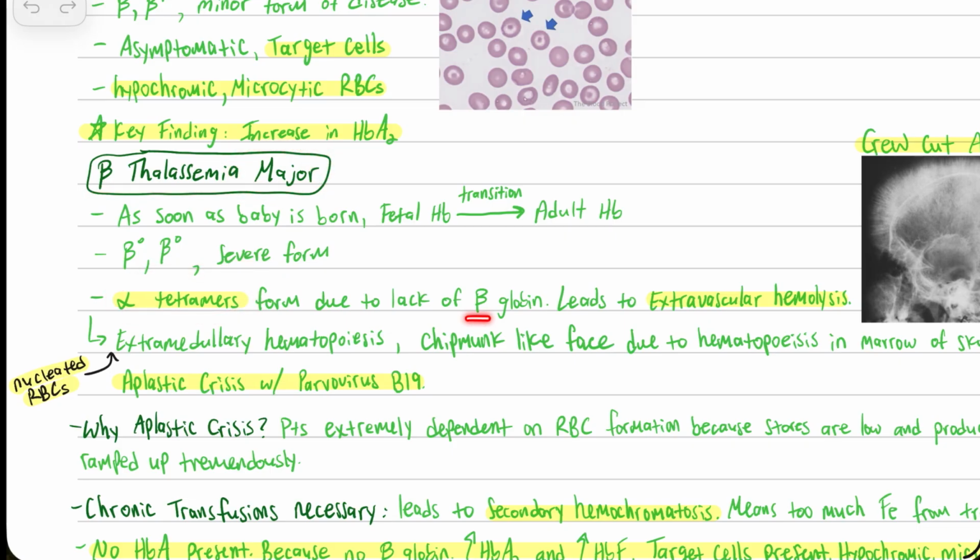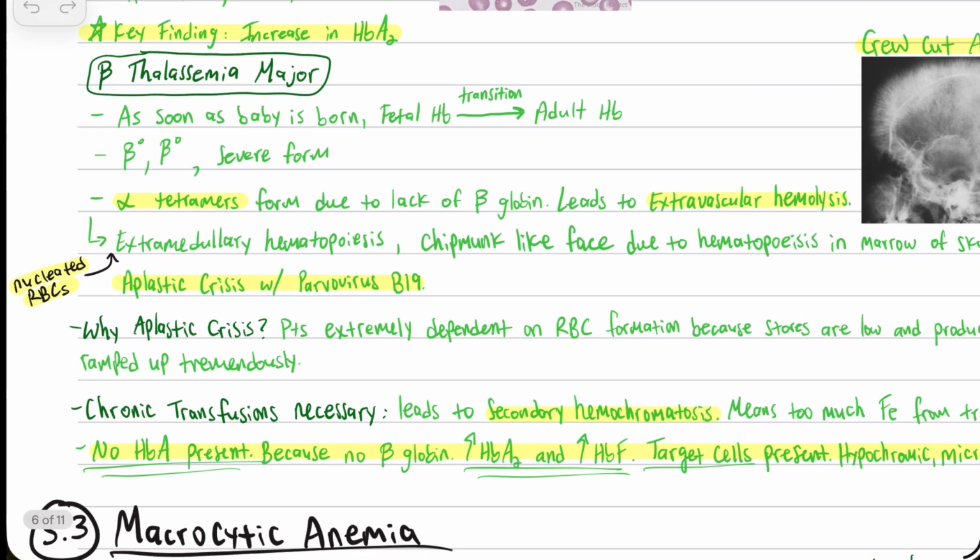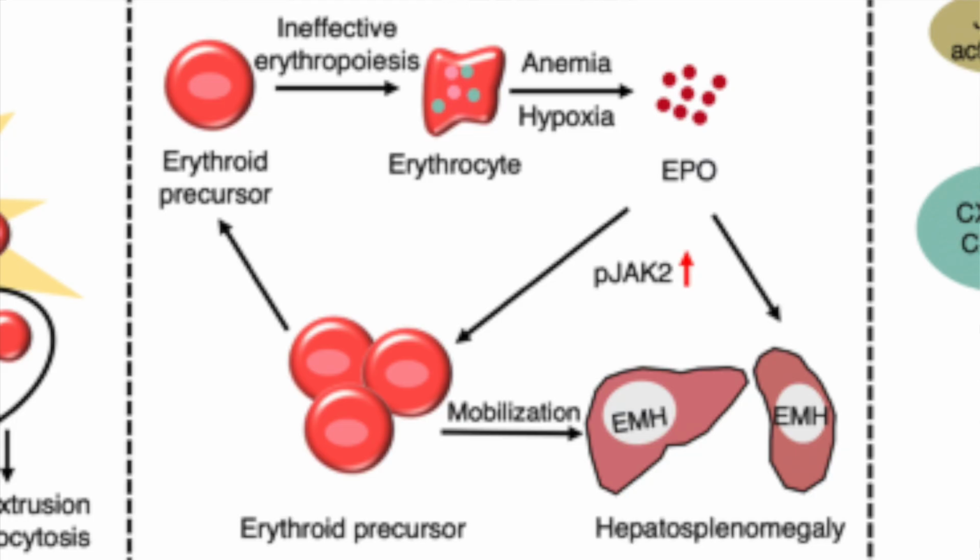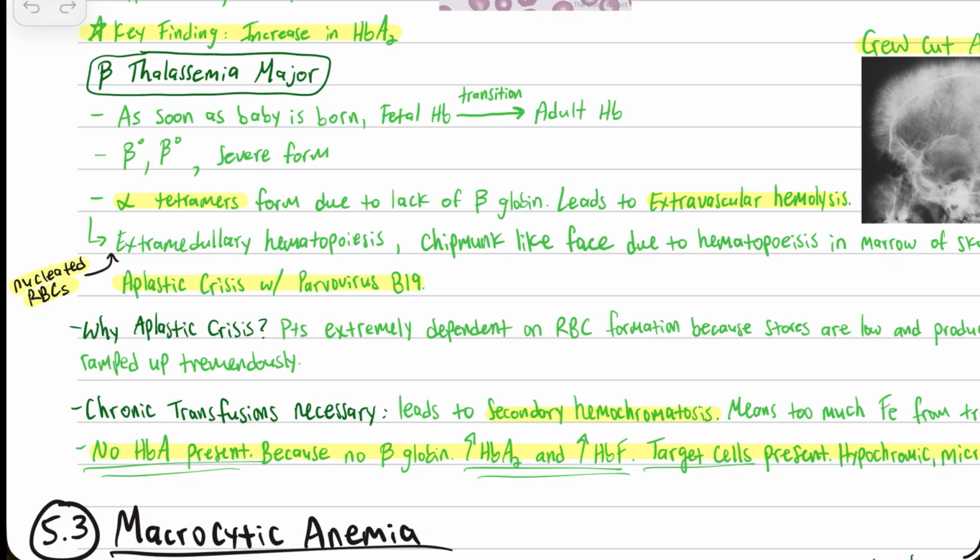And the alpha tetramers form because we have a lack of beta globin, and that's going to lead to extravascular hemolysis, which means that we're going to start destroying red blood cells. And it's also going to lead to something called extramedullary hematopoiesis, which means we're going to start forming red blood cells from areas that, as an adult, we normally would not. And for that reason, we're going to start seeing nucleated red blood cells. Essentially, they come out of the assembly line too early, and so they come out with a nucleus.